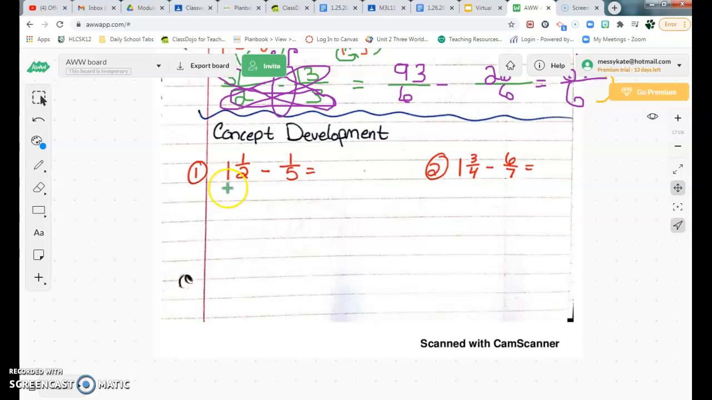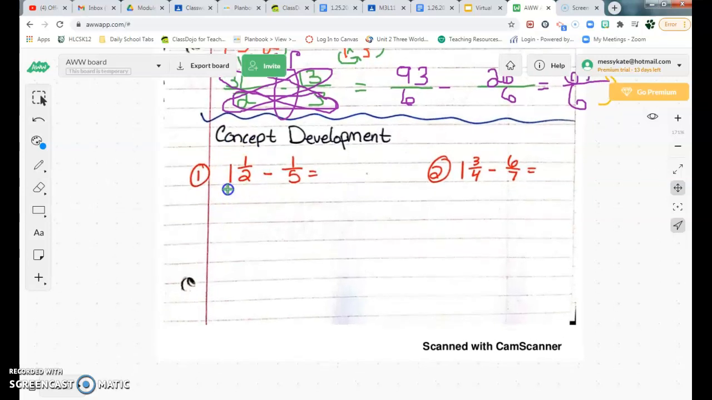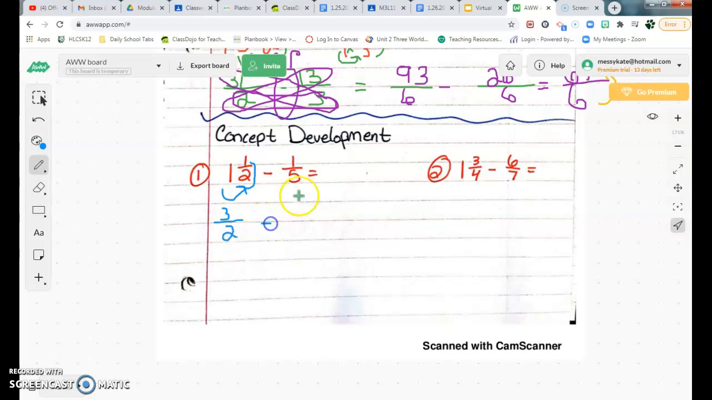I'm going to start by converting this 1 1/2 into an improper fraction. 1 times 2 is 2. 2 plus 1 is 3. So here I've got 3 over 2 minus, this is already a fraction, so I can just write it down as 1/5. Now you're doing these with me, you're writing this down as I go.